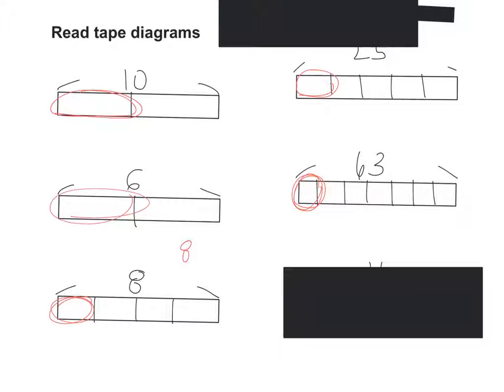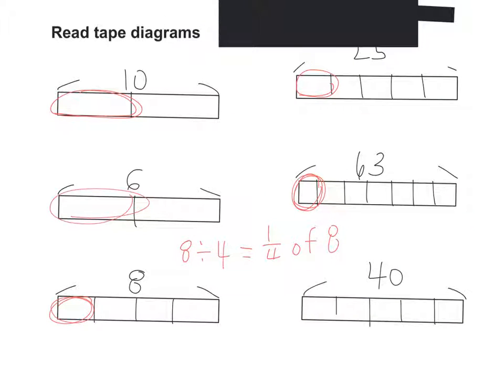Nice. So by doing this, we can see that the division equation, 8 divided by 4, is equal to 1/4 of 8, right? Cool. Okay, let's see this last one. Yeah. You got it. So it would be 40 divided by 5, which is equal to 1/5 of 40.